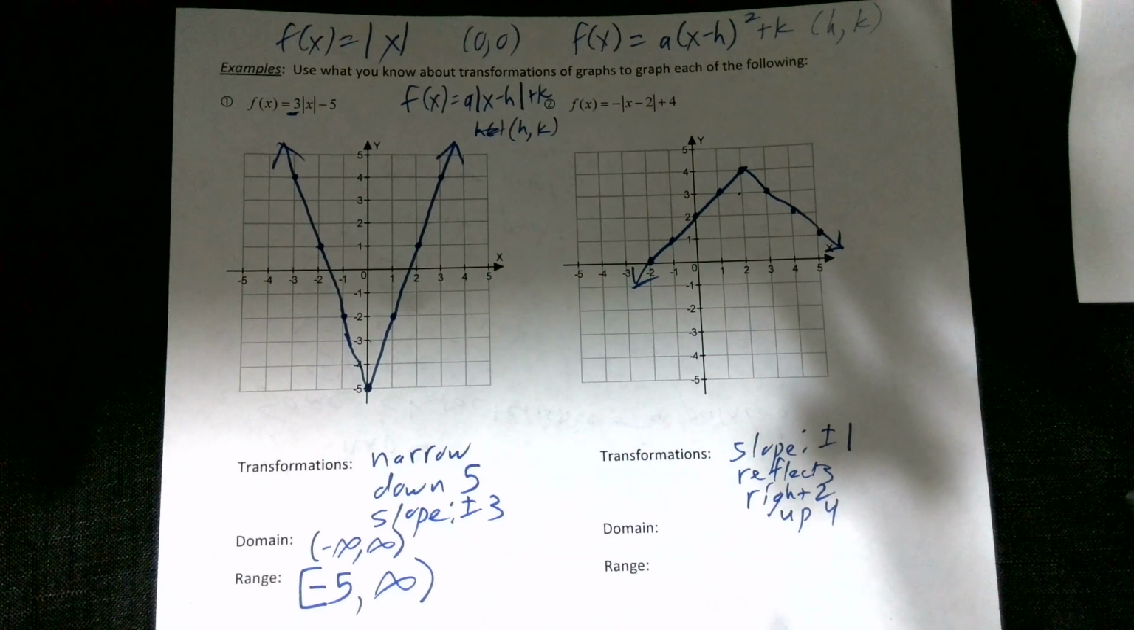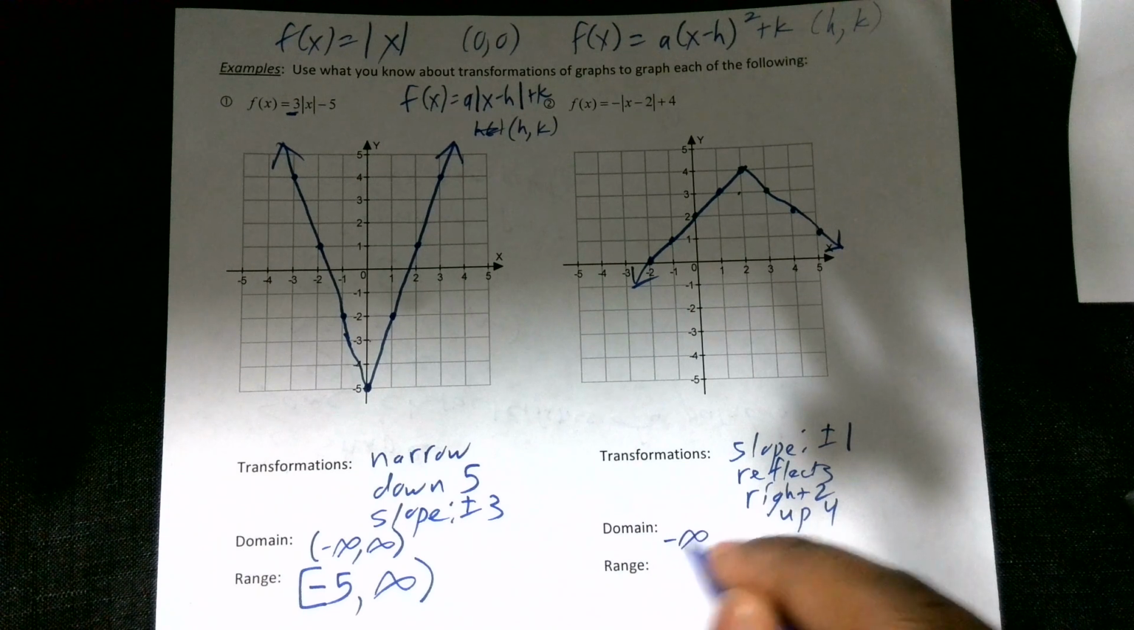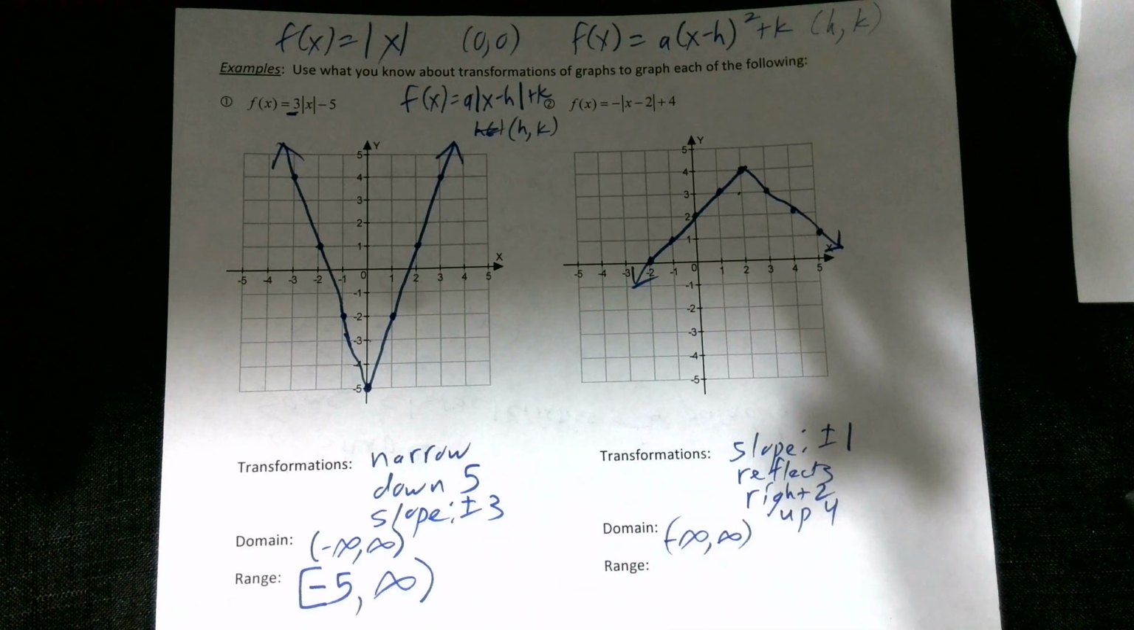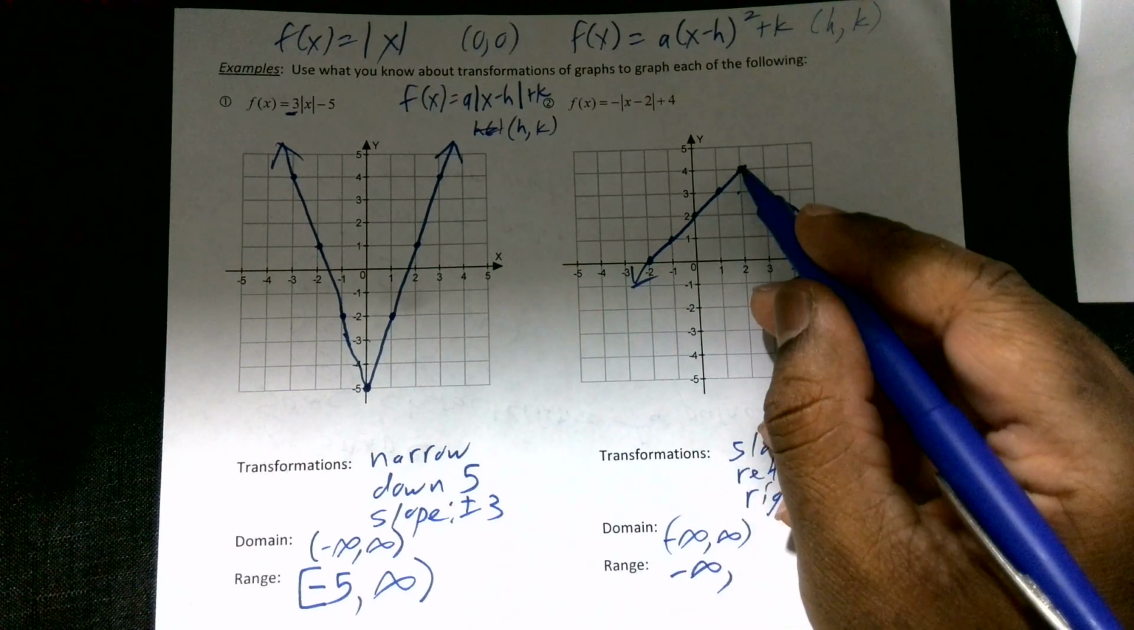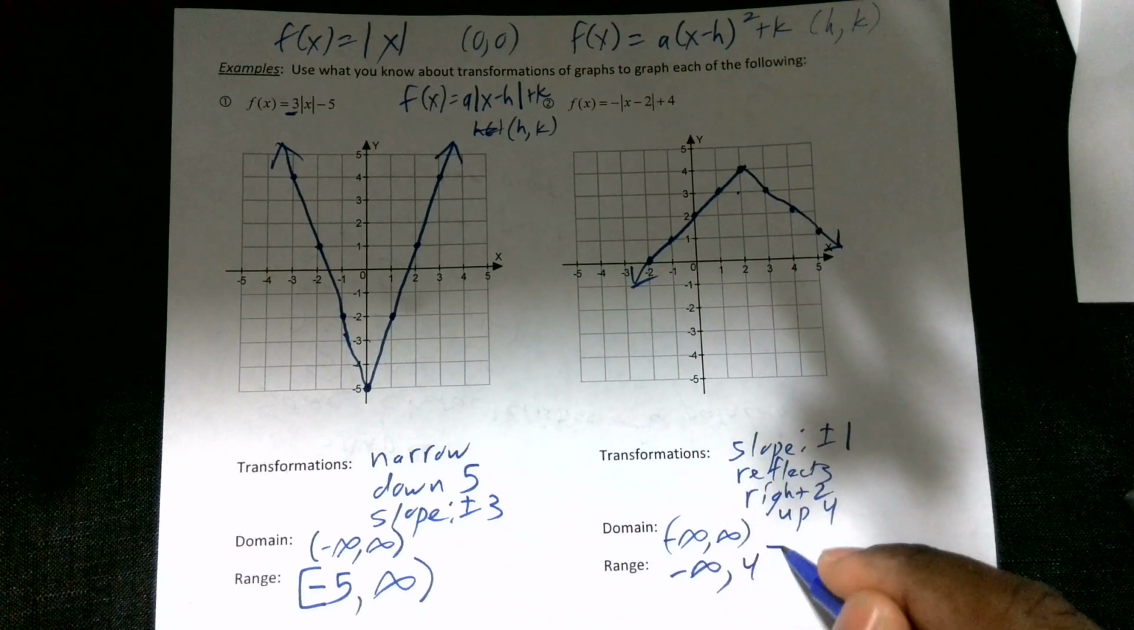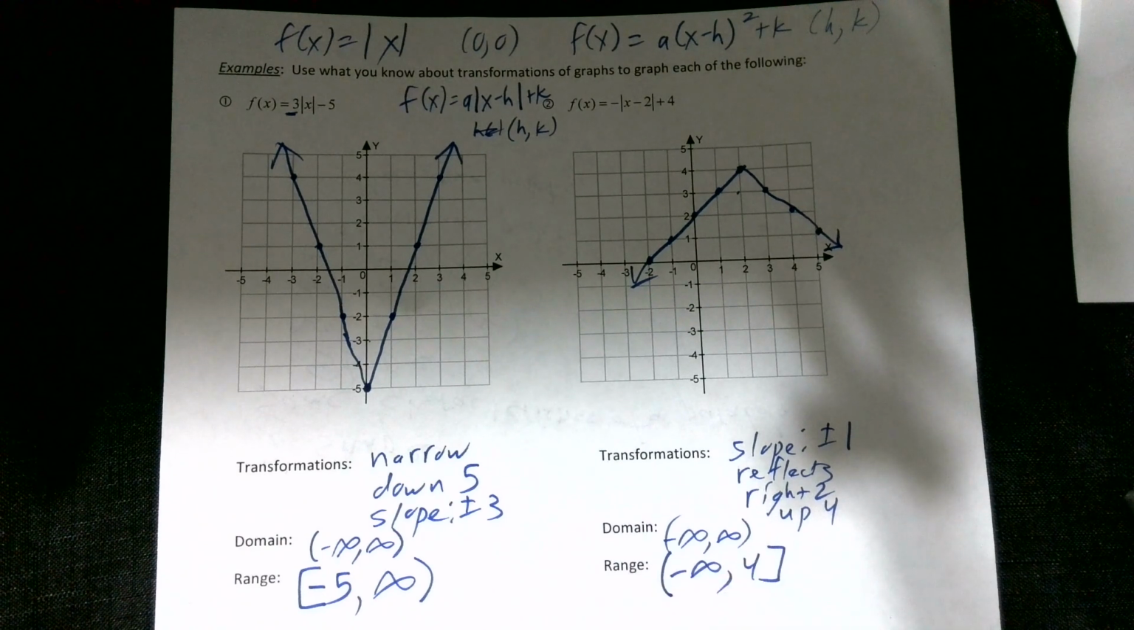Now, our domain is still negative infinity to infinity. Our range, we have a maximum point. So that means we would go from negative infinity to our maximum y value, which is 4. And we'll put a bracket on the 4.